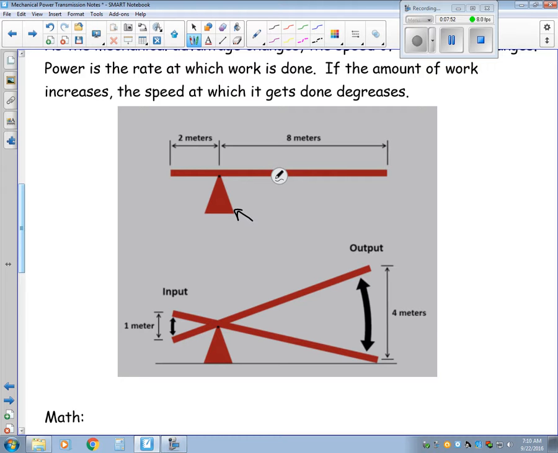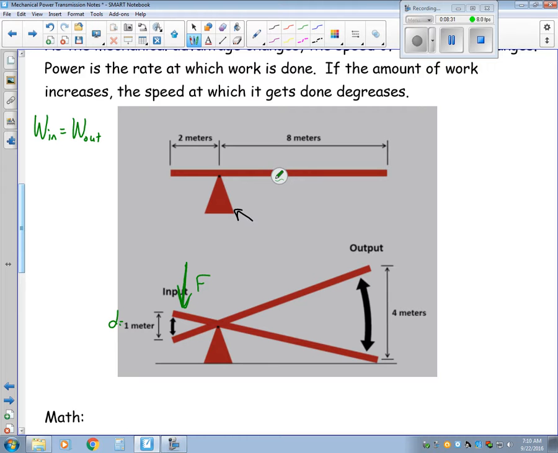So first thing you have to realize is that a machine does not decrease how much work you do. So the amount of work you put into the machine equals the amount of work you get out of the machine. And I'll show you that using some math here in a few minutes. So work is a force times a distance. So here, the force for the input, we can think of our force like this. And our distance then would be 1 meter.